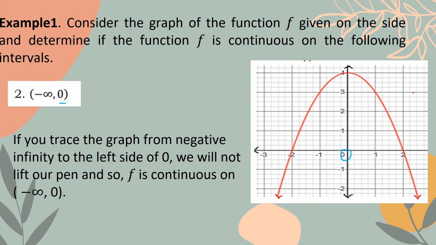Again, if you trace the graph from negative infinity to the left side of 0, we will not lift our pen. It's a smooth curve. The y values are also negative, going toward 0, and x is going toward 0. So that is continuous.